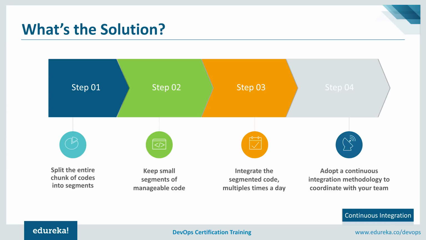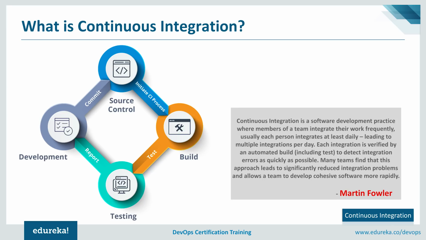Now, what exactly is continuous integration? According to Martin Fowler's formulation, continuous integration is a software development practice where members of the team integrate their work frequently. Usually, each person integrates at least daily, leading to multiple integrations per day. Each integration is verified by an automated build to detect integration errors as quickly as possible. Many teams find that this approach leads to significantly reduced integration problems, and thus it allows a team to develop cohesive software more rapidly.